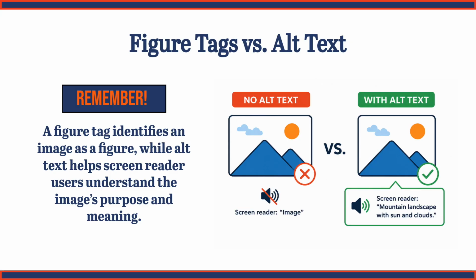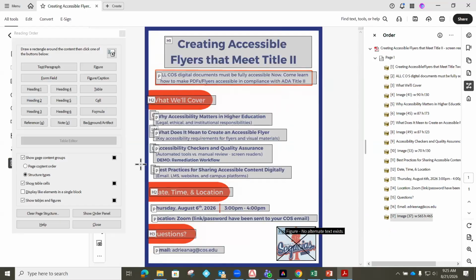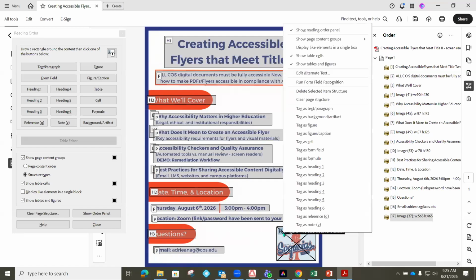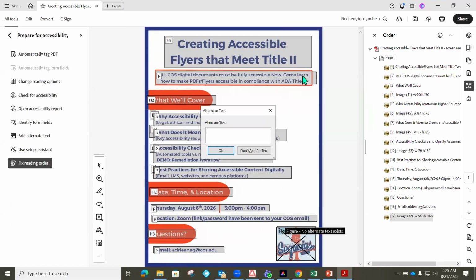Remember, a figure tag identifies the image, but the alt text is what allows someone using a screen reader to understand its purpose. To add alt text if you didn't add it in Canva, or if you were using Adobe Express, or to simply verify that the alt text added in Canva carried over, select the figure by right-clicking on it, and then select Edit Alt Text. You'll be able to verify what was added in Canva, or you may add alt text if it is missing.